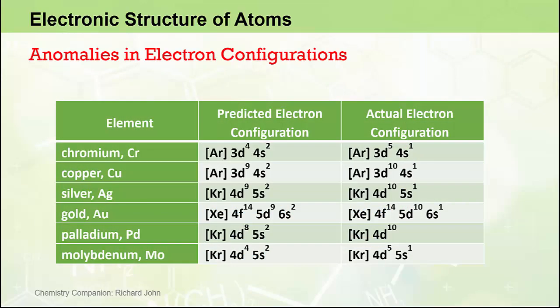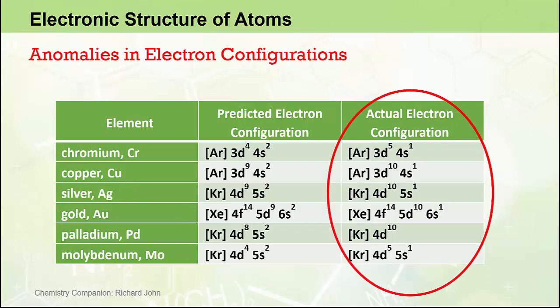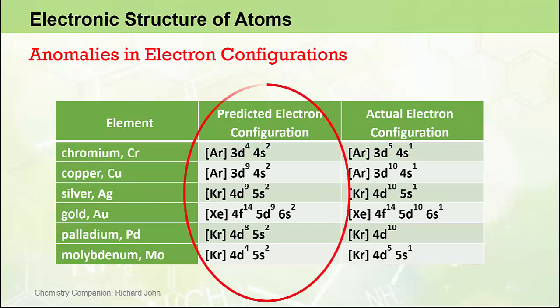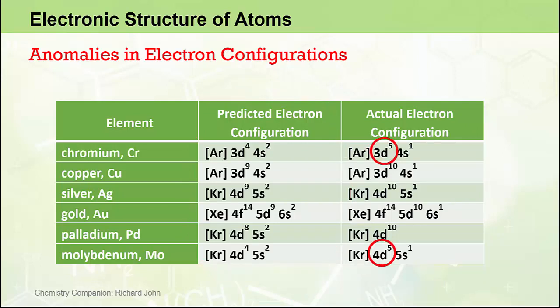Now, there are other examples to add to the more common examples of copper and chromium, including silver, gold, palladium, and molybdenum. Again, we can see that the actual electron configurations deviate from what we would predict by using the Aufbau principle due to the fact that it is more stable to have half-filled d subshells with 5 electrons in them, as in the case of molybdenum and chromium, or completely filled d subshells with 10 electrons in them, as in the case of palladium, gold, silver, and copper.